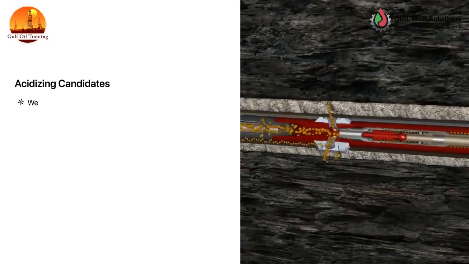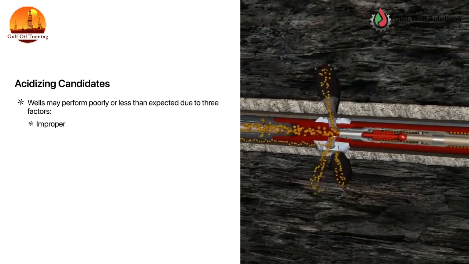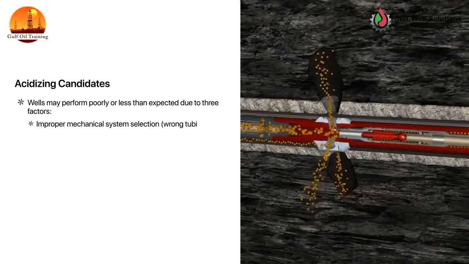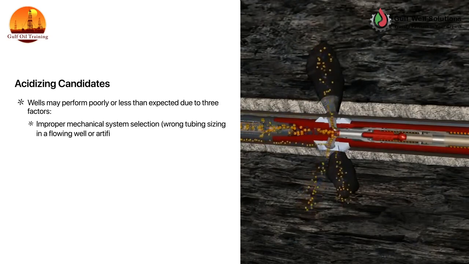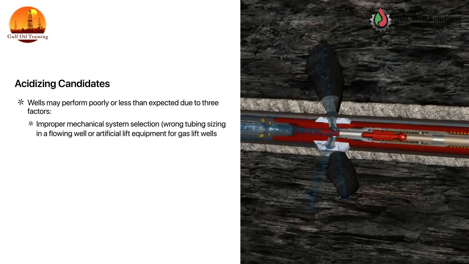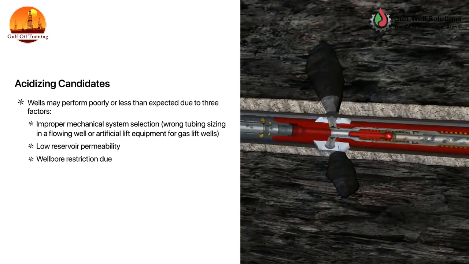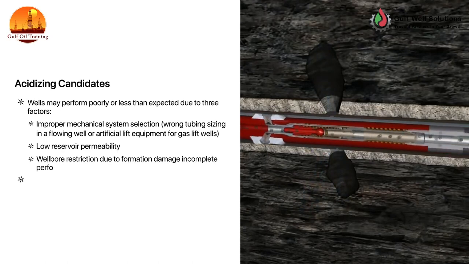Acidizing candidates. Wells may perform poorly or less than expected due to 3 factors: improper mechanical system selection, such as wrong tubing sizing in a flowing well or artificial lift equipment for gas lift wells; low reservoir permeability; and wellbore restriction due to formation damage and incomplete perforating.